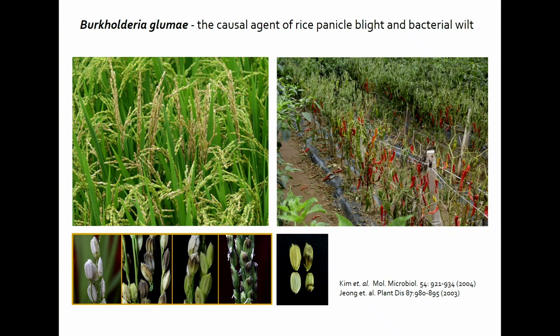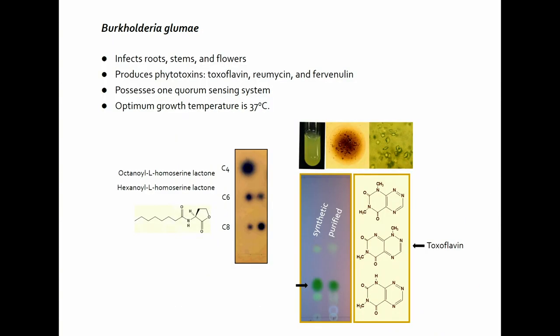So if you go out to the rice field, you see lots of panicle blight like this. And if you look at the individual panicles, you will see whitening and sometimes discoloration and darkening. In the paddy field, and in the hot pepper field, you can see demonstrating wilting on infection. So this bacterium infects roots and stems and flowers, especially rice flowers. Under favorable weather conditions, they produce lots of toxins and kill all rice panicles.